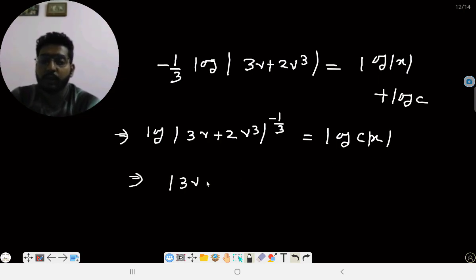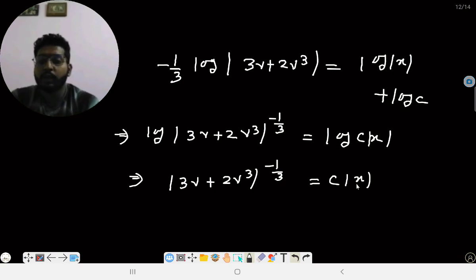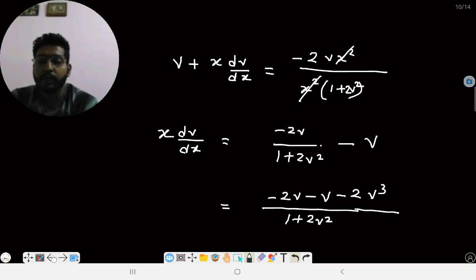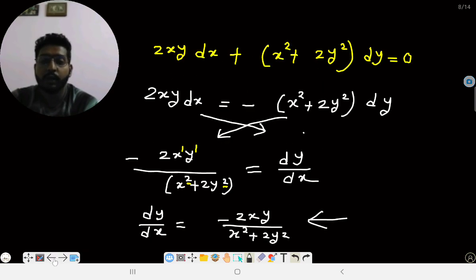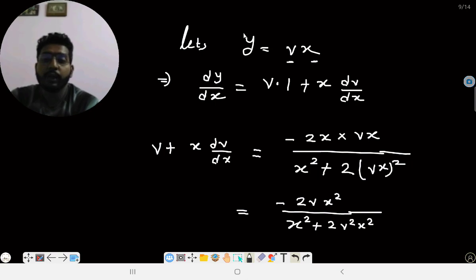Again log cancels out, that will be 3v plus 2v³ whole to the power minus 1 by 3 equals c mod x. Now you know the value of v. What is the value of v? Here we have taken y equals vx, so from here you can see what is the value of v.